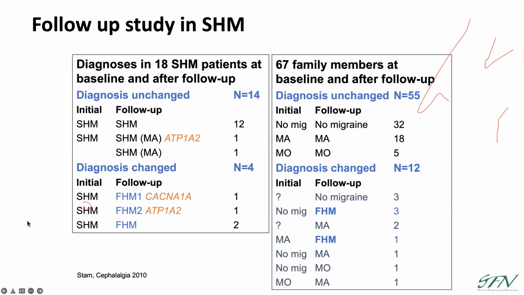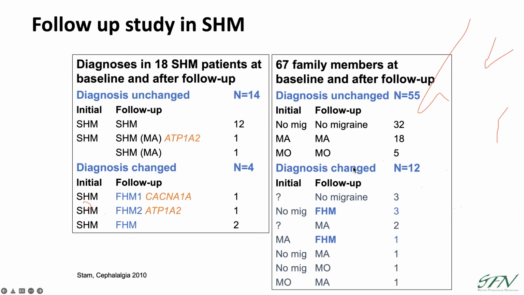So what is the outcome of sporadic hemiplegic migraine? This is also a study published by the Danish team. They have followed 18 patients with sporadic hemiplegic migraine at baseline and after follow-up. And the diagnosis was unchanged in 14. And in 4 patients, the diagnosis turned out to be familial. So first, at the first examination, the patient was the only one in his family to have attacks. And a few years later, after follow-up, perhaps he has a child or another affected patient in the family.